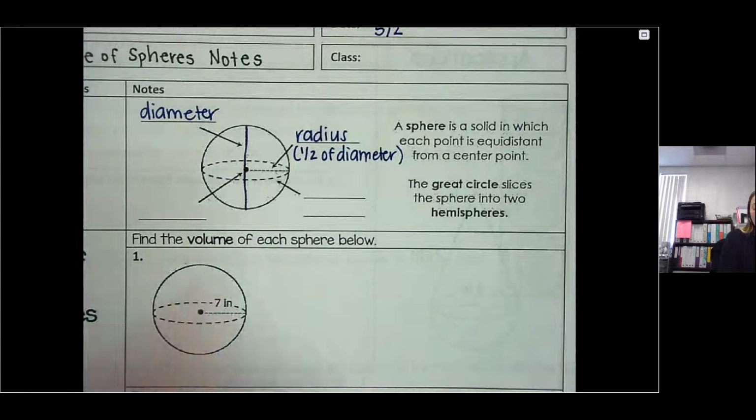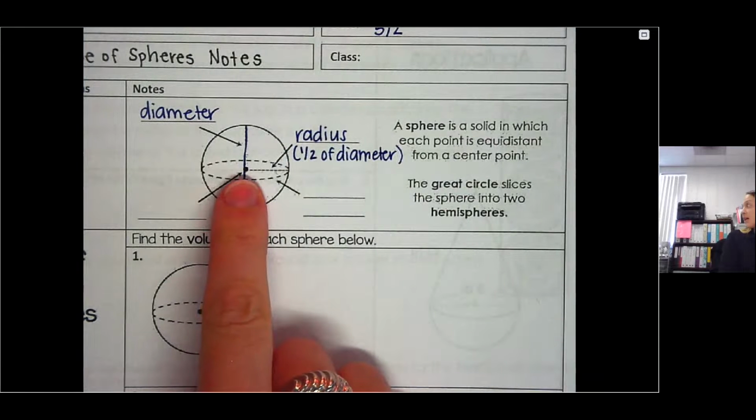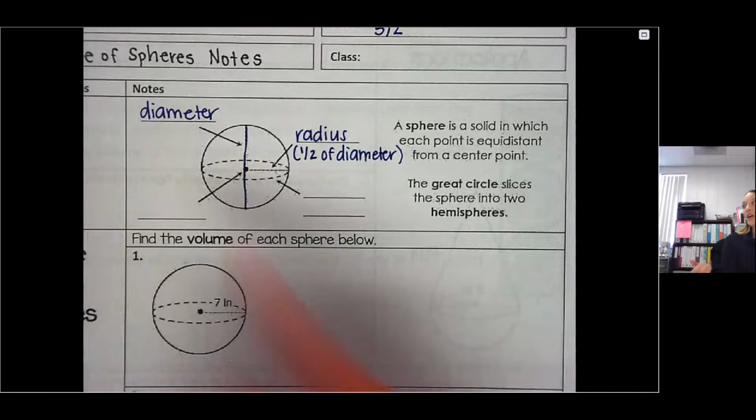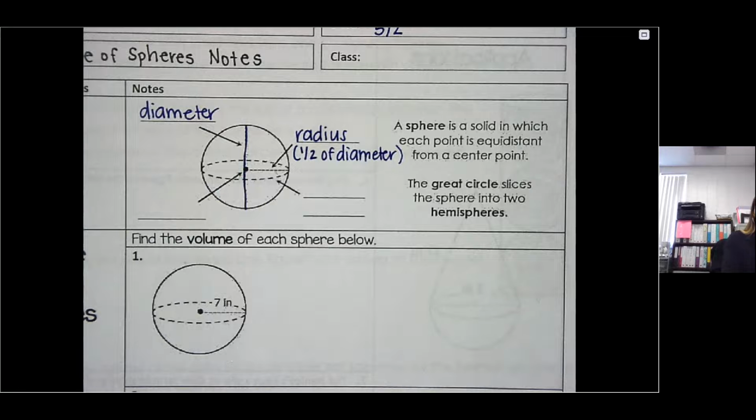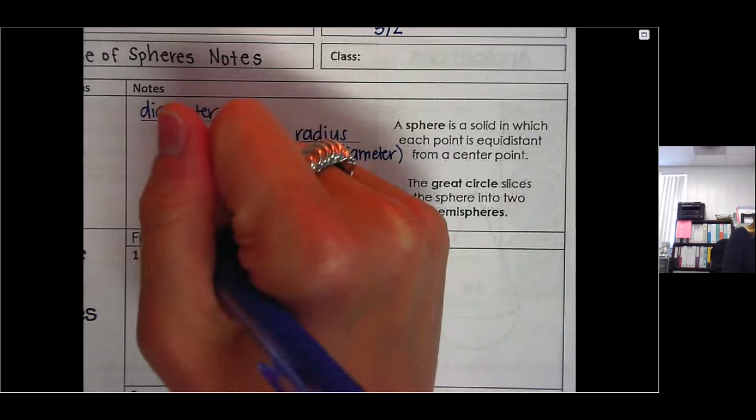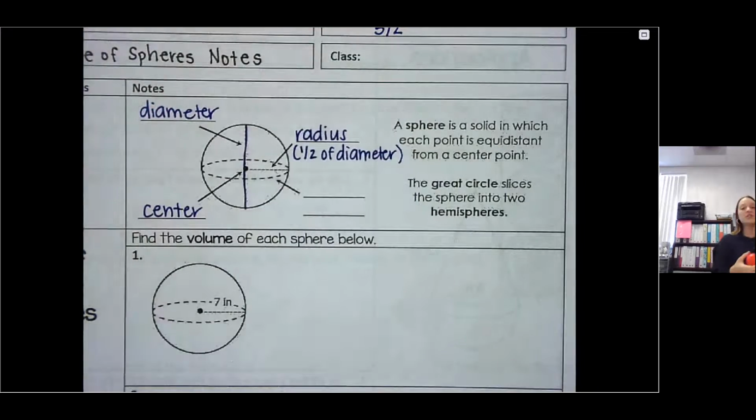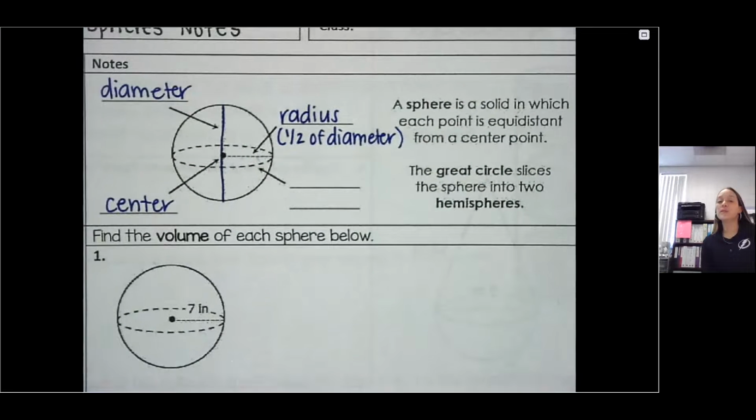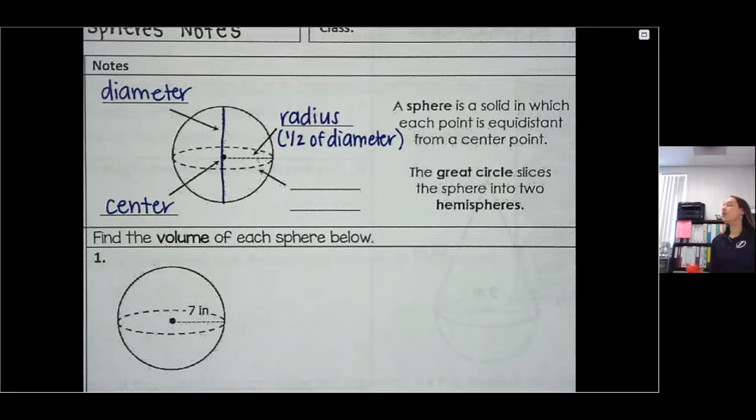Okay. This part right in the middle is obviously the center of your circle. So it's just called the center. Everything is equidistant from that point. And there's one more piece to the sphere. It's called the great circle. And a great circle slices a sphere into 2 hemispheres.